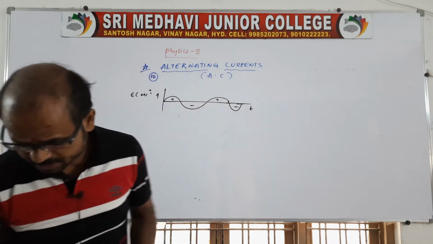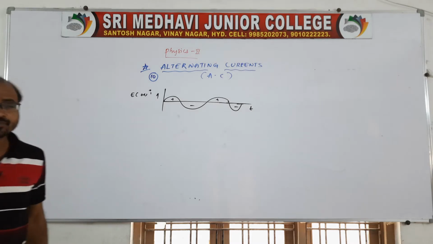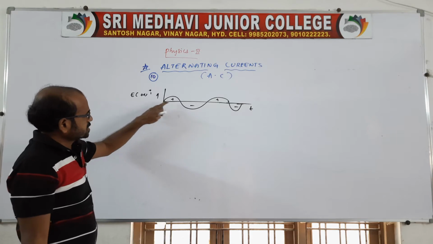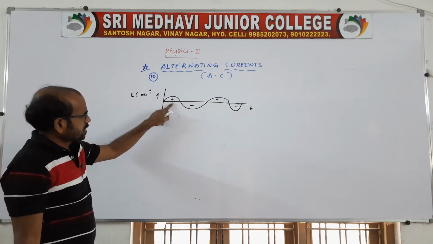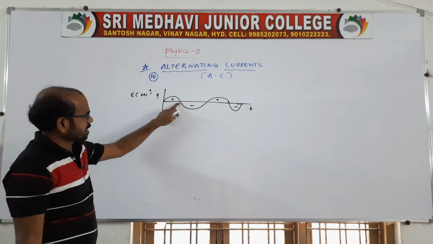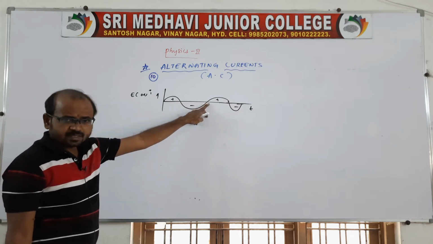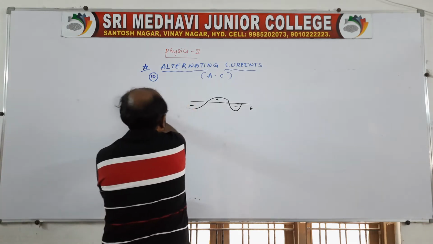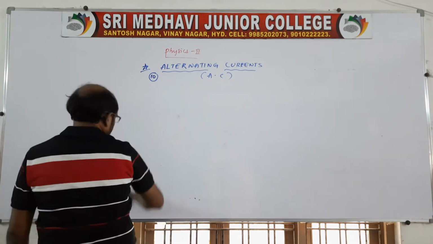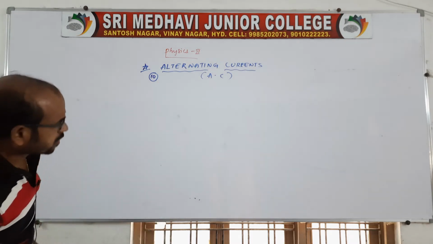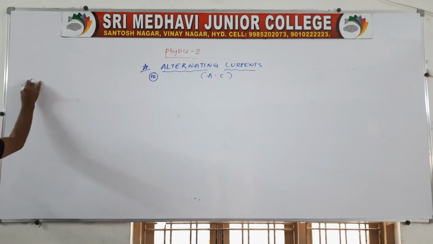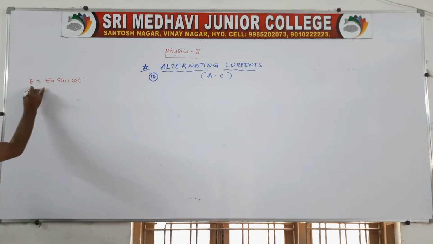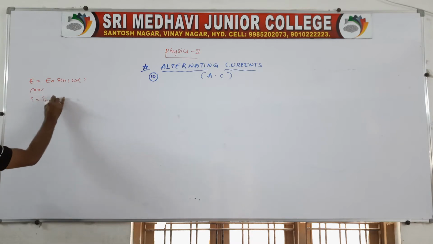So the EMF representation we know, and we need to find the values at different times. If we take time as 0, then t by 4, t by 2, 3t by 4, and t, what will happen to the EMF values? We already know the alternating current expression: E is equal to E naught sin omega t, or I is equal to I naught sin omega t.